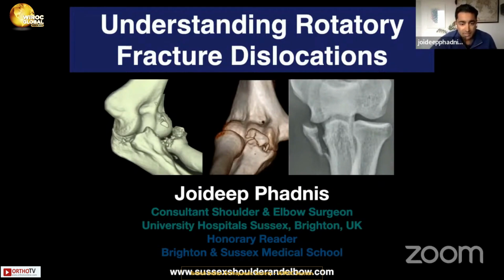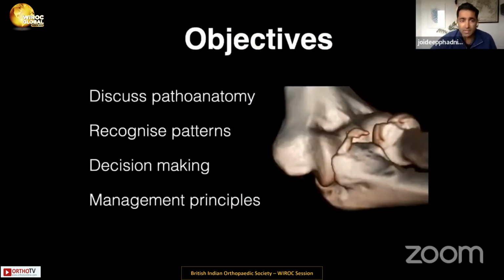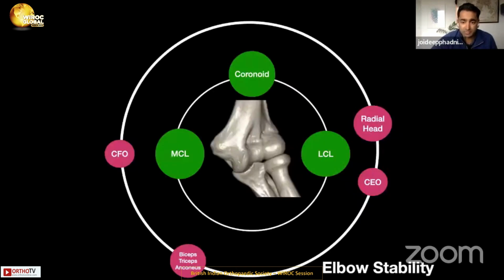My name's Joideep Phadnis. I work in Brighton as an elbow surgeon in the UK. So the real emphasis of the talk is going to be about discussing the pathoanatomy of these injuries, how we can recognize what pattern of injuries occurred, and how this influences our decision-making and, of course, management principles.